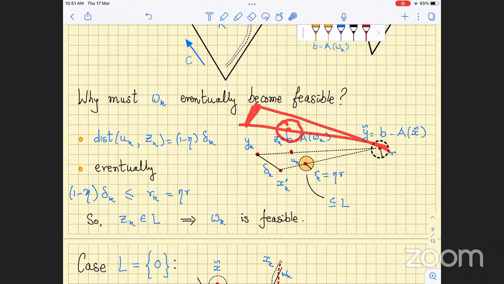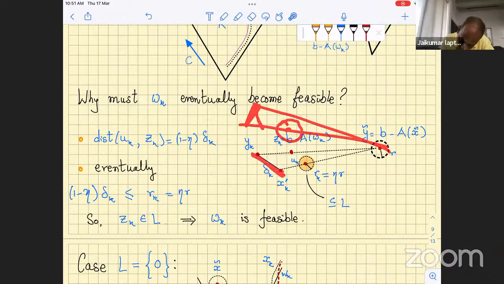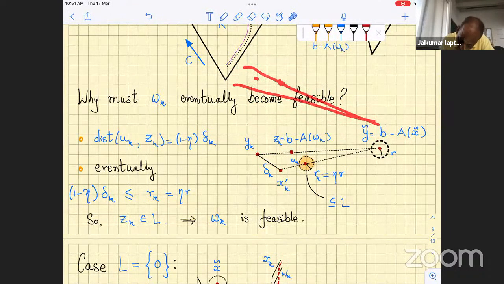This distance between yk and xk prime would have reduced, and so this distance would have reduced. This fellow is about to fall in the ball. Eventually, there will be a situation where this distance has become so small that this point has actually fallen inside it.